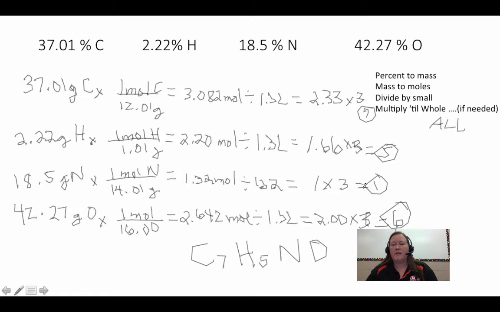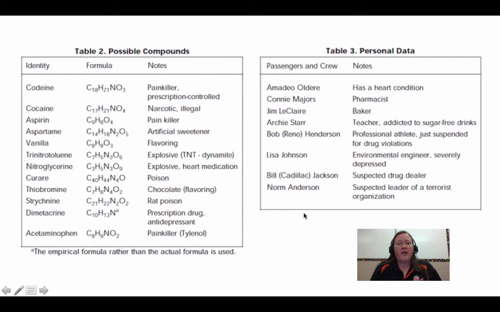Oh, I made a mistake. You probably caught that. 1 times 3 is supposed to be 3. N3O6. And if we look at the list of possible substances, C7H5N3O6, it happens to be trinitrotoluene, so TNT.